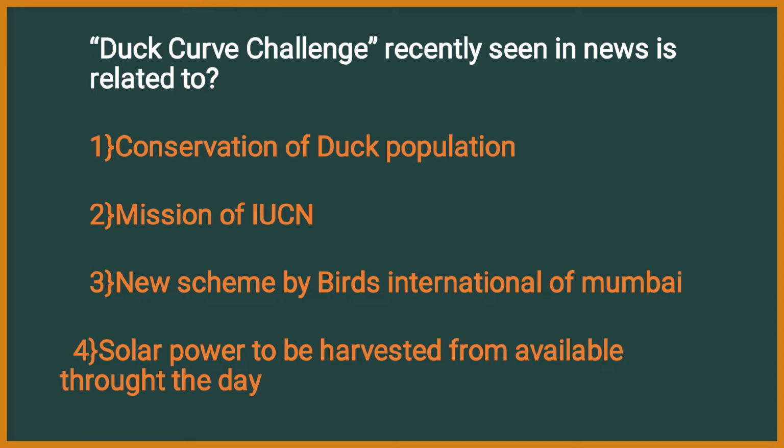Duck curve challenge recently seen in news is related to: first, conservation of duck population; second, mission of IUCN, that is International Union for Conservation of Nature; third, new scheme by Birds International of Mumbai; and fourth, solar power to be harvested from available throughout the day. Here the right answer is solar power to be harvested throughout the day. What does it mean? Duck curve is nothing but the shape of the curve. The shape is like a duck, where it shows the demand of electricity by the population and the solar energy that is available, and we are harvesting it in order to meet this demand. This is nothing but the duck shape, that is duck curve challenge.